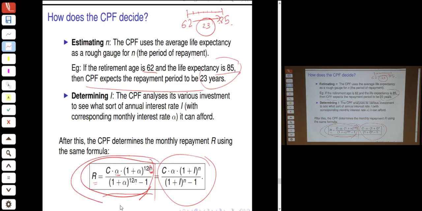all the quantities here are fixed. C is the money you give the CPF board at the point of your retirement. Alpha is what the CPF board determines by analyzing various investments, and N is the number of years that the CPF board estimates you will live by using measures of average life expectancy. So then it uses this formula and crunches the numbers and comes up with your monthly pension. Okay.